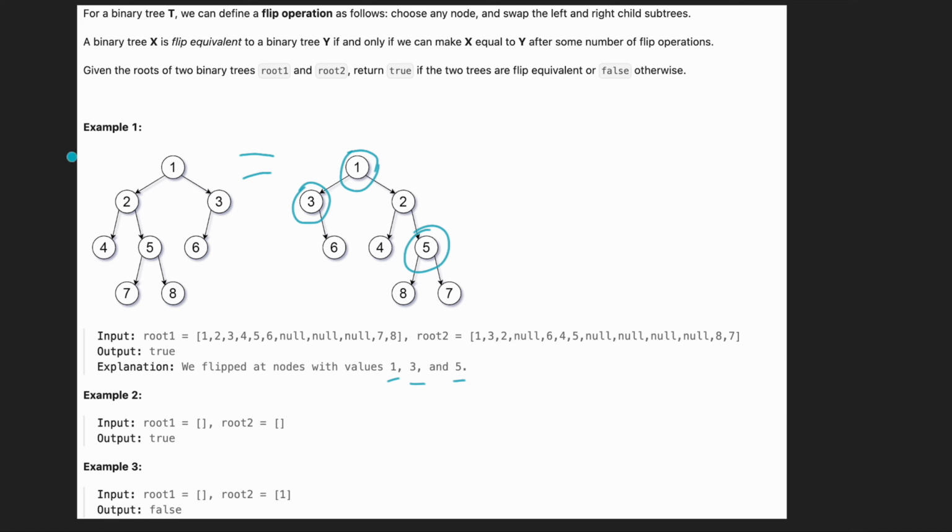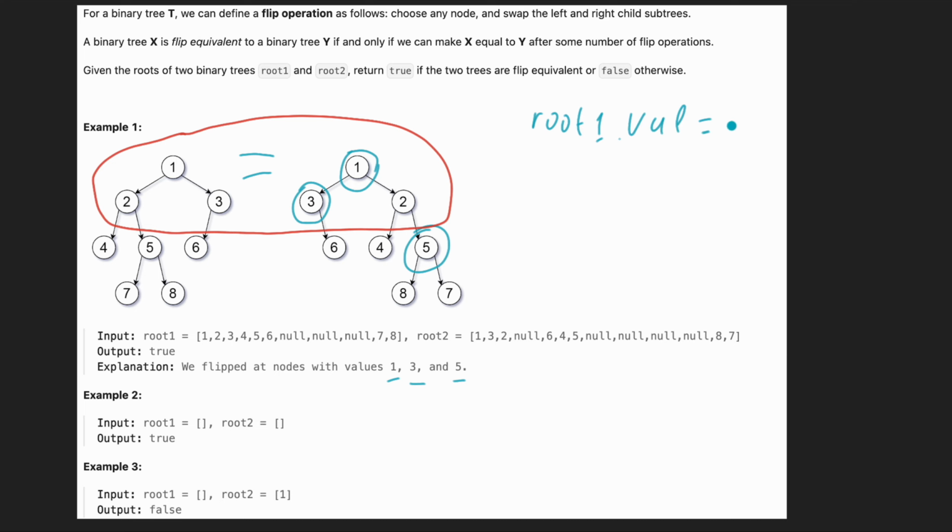So let's just concentrate only on this part. Let's say that we are solving the problem only for this tree. So for 1, 2, 3 and 1, 3, 2. What conditions should be met? The condition is that the root 1 value, first and foremost, should be equal to the root 2 value. If it's not equal, then we are just returning false right away. If it's equal, then we are proceeding further.